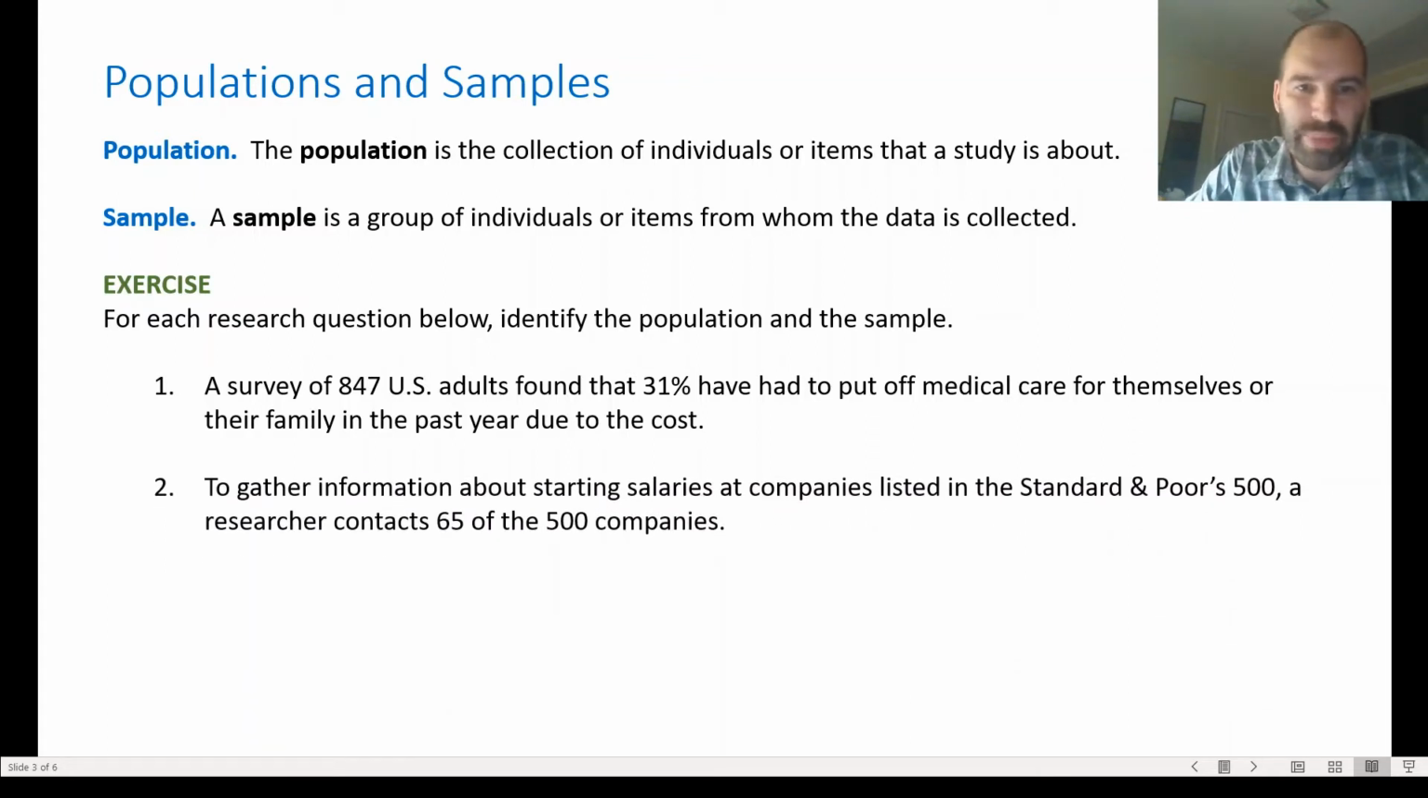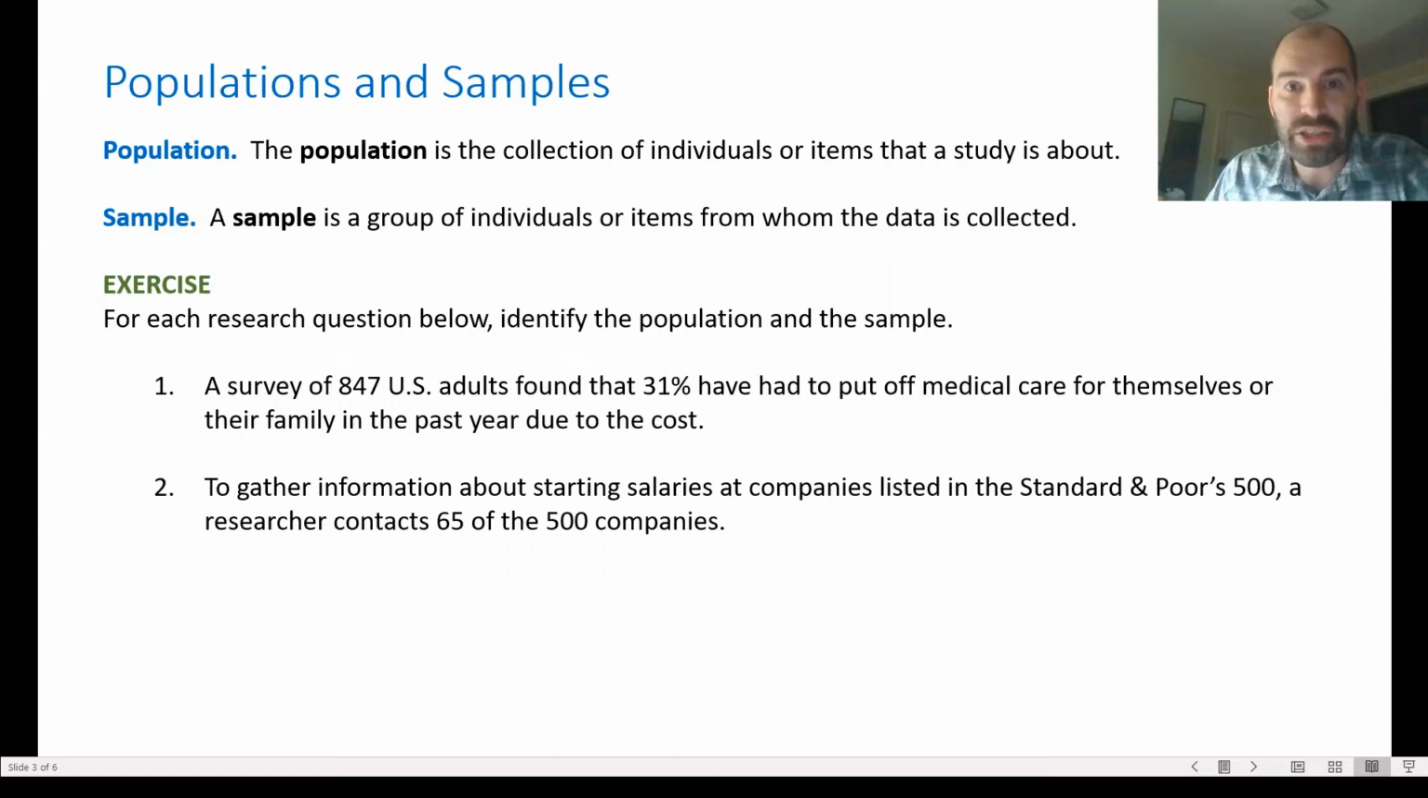To gather information about starting salaries at companies listed in the Standard & Poor's 500, a researcher contacts 65 of the 500 companies. So the Standard & Poor's 500 is just a collection of 500 companies. Let's see, what is the sample here? Well, the sample is who the data was collected from. Well, the researcher only contacted 65 of the 500 companies. So the sample is the 65 companies contacted by the researcher.